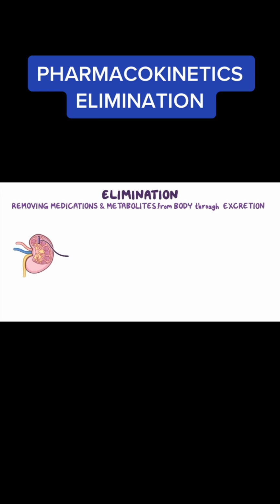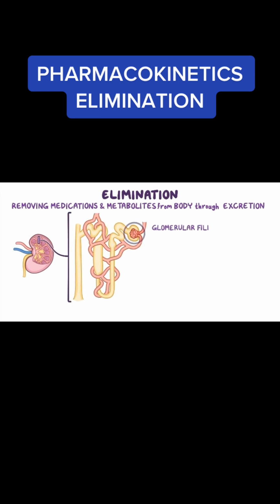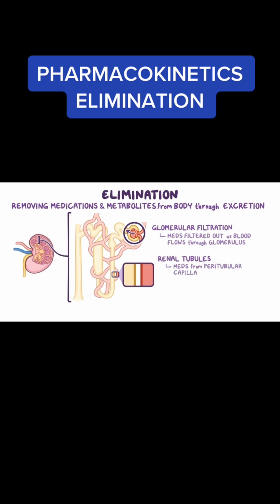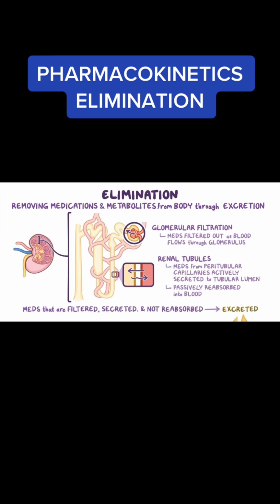Okay, now let's focus on elimination, which is the process of removing medications and their metabolites from the body through excretion. This is done primarily by the kidneys through glomerular filtration, meaning that certain medications can be filtered out as the blood flows through the glomerulus. In addition, as the filtrate makes its way through the renal tubules, other medications from the peritubular capillaries get actively secreted into the tubular lumen, while others are passively reabsorbed into the blood. Ultimately, the medications that are filtered, secreted, and not reabsorbed end up being excreted from the body via urine.